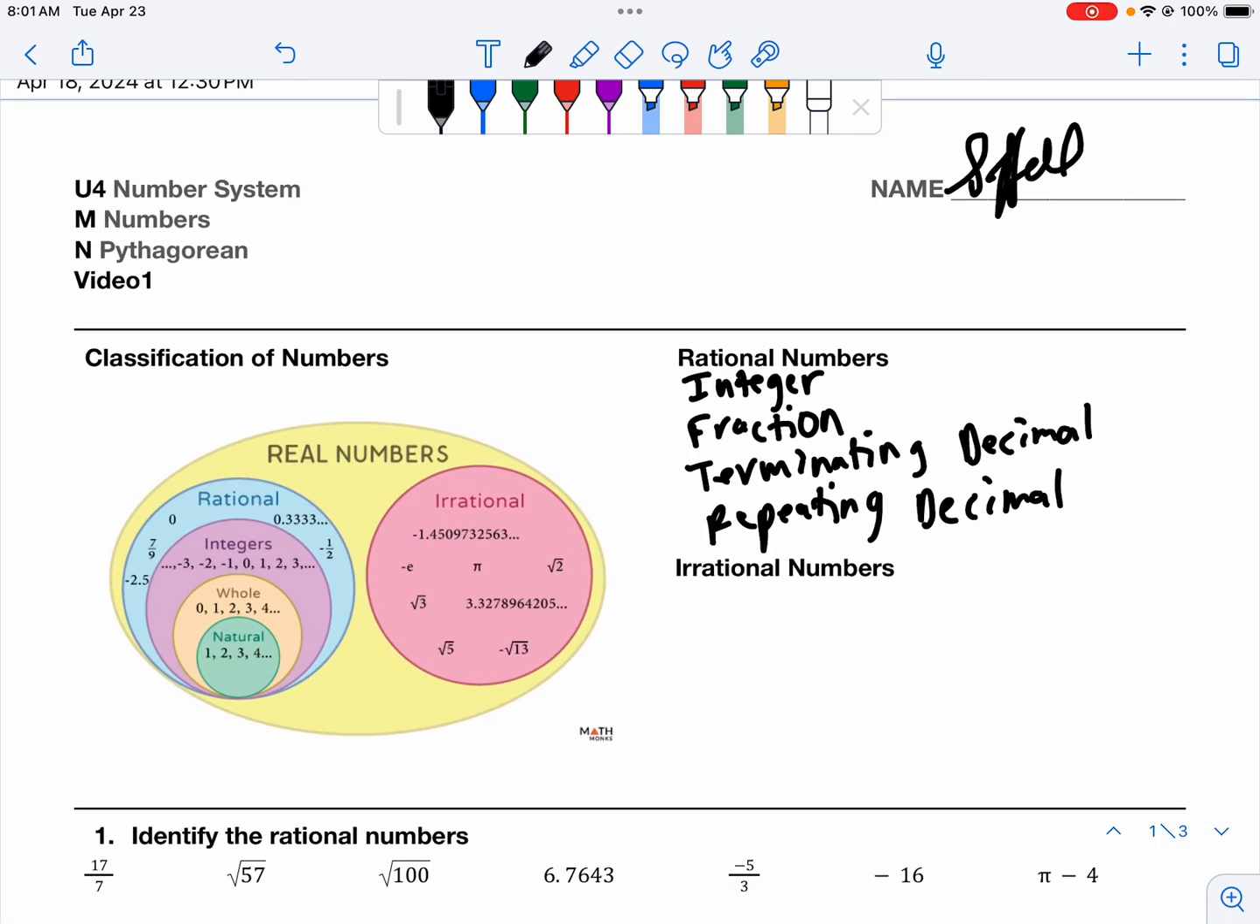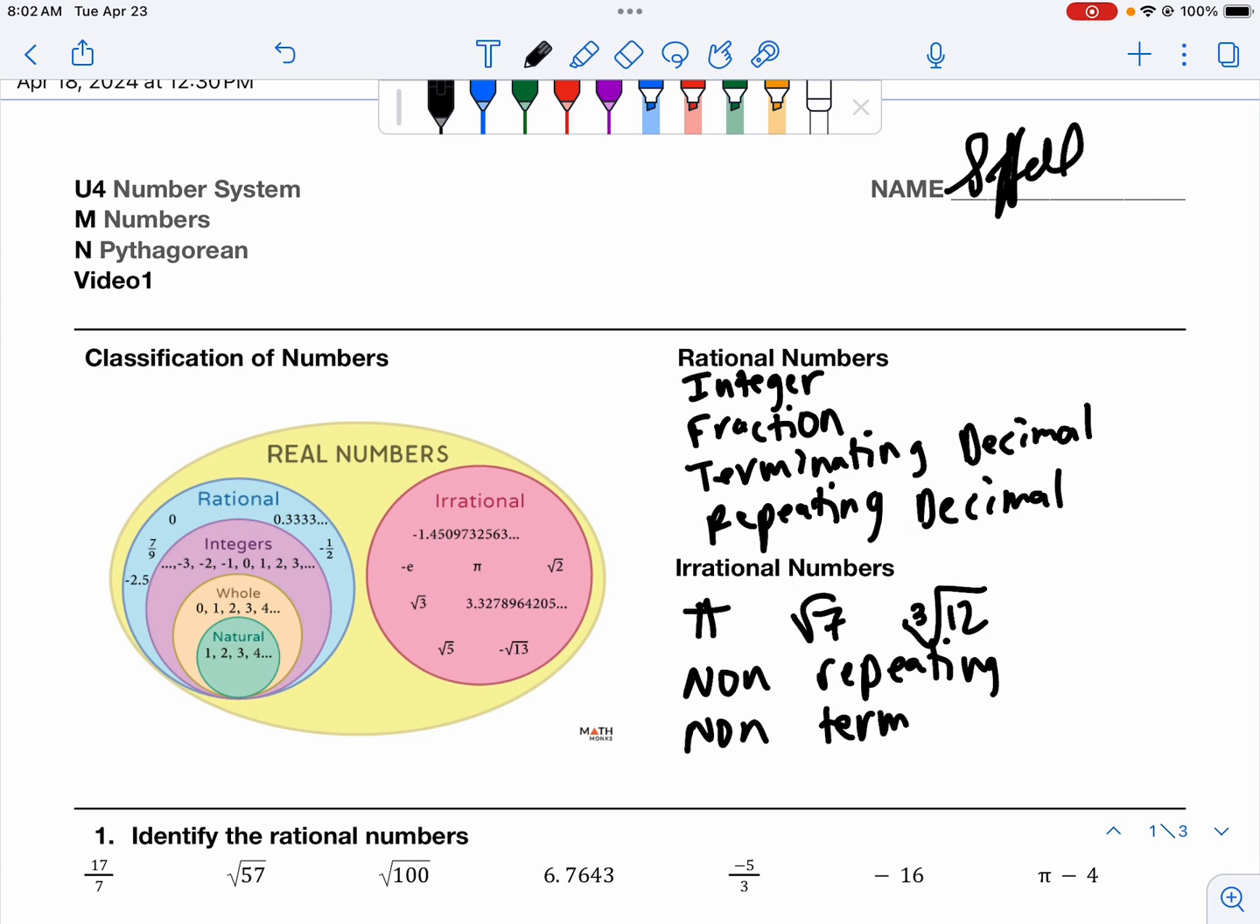And then irrational numbers would be examples like pi, square root of 7, cube root of 12, all sorts of different things like that. When turned into a decimal, they are non-repeating and non-terminating decimals.